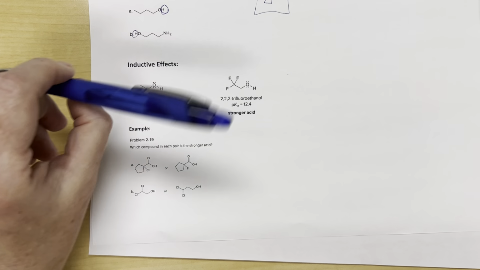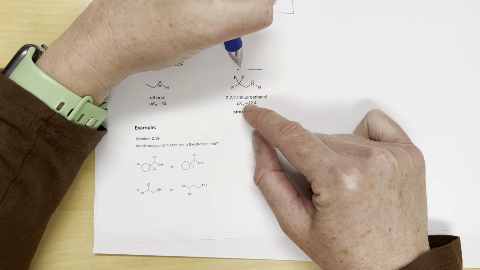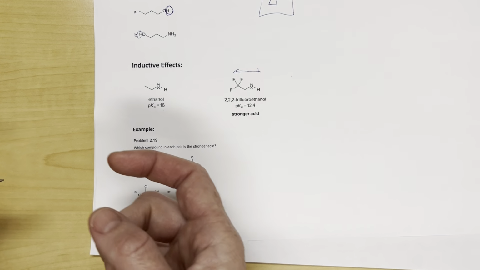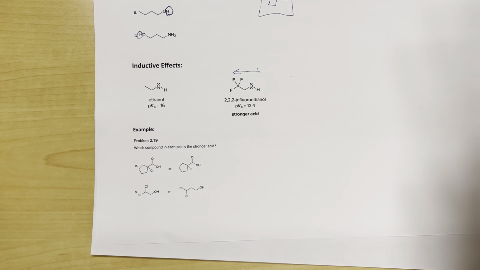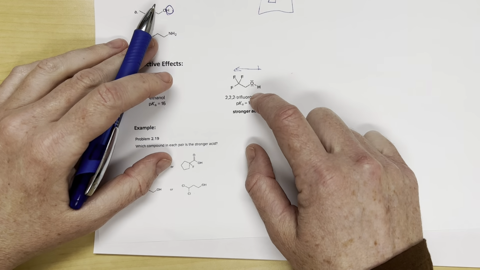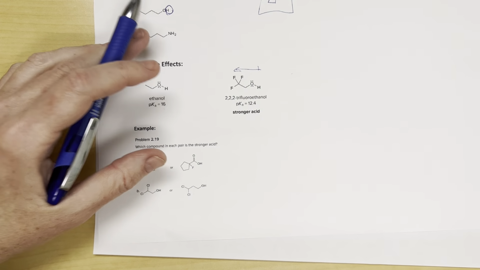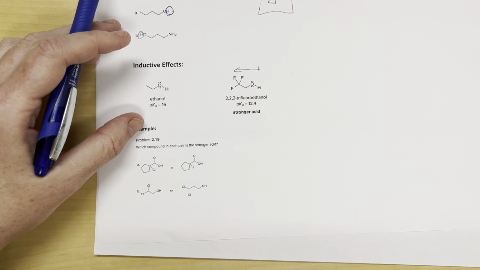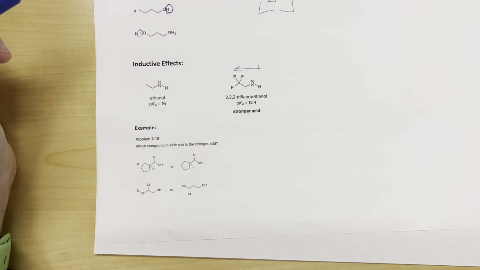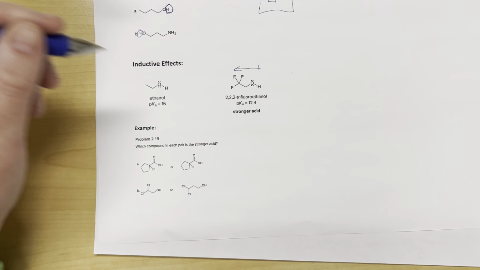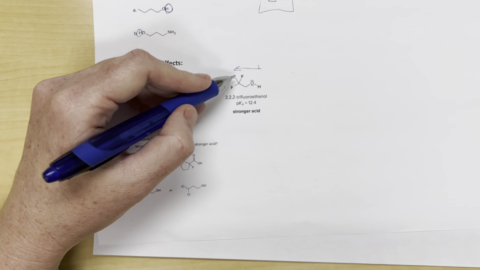Why? Kind of the same reasoning. The electron density is going this way. And if the electron density goes that way, this guy's like, dude, why are you leaving me? And so it goes and seeks other electrons in another atom. And so it'll easily leave. All right, so this one is a stronger acid again because it's got those on there.